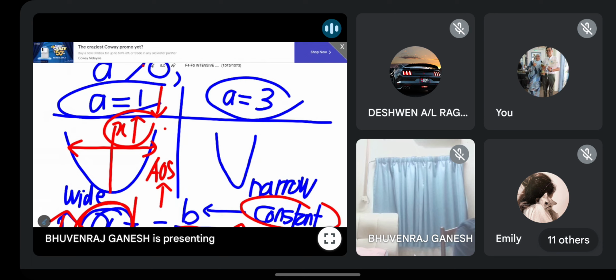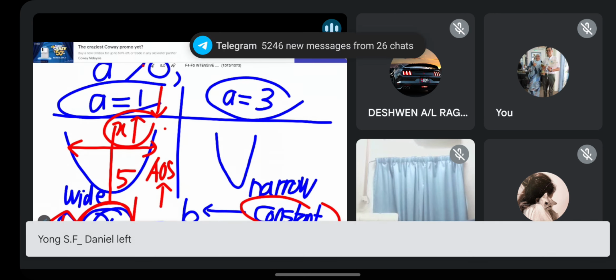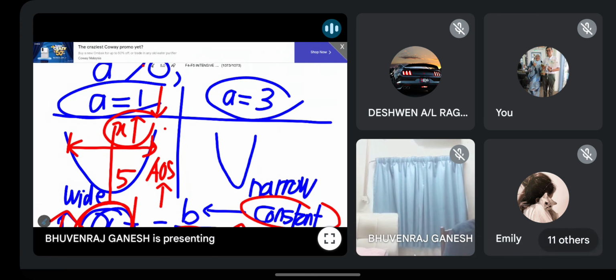So for example, maybe the axis of symmetry value here is 5. Nilai paksi symmetry 5. So what are the two roots that can give you a value of 5? I can say anything. For example, 0 and 10, so the middle is 5. Do you all understand? That's why you can see the width of the graph is actually 10. That's why you get such a wide graph when your A value equals 1, because the X value will increase, which means your axis of symmetry value will increase.